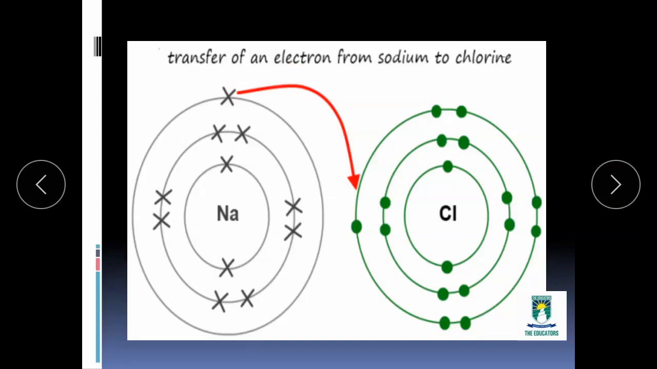Now by the transfer of electrons from sodium towards chlorine, both these atoms will become stable. Sodium will get a positive charge and chlorine will get a negative charge. Why will sodium get a positive charge? Because it is losing an electron. On the other hand, chlorine will get a negative charge. And why will it get a negative charge? Because it is gaining that electron. So this is how ionic bonding will occur between sodium and chlorine.